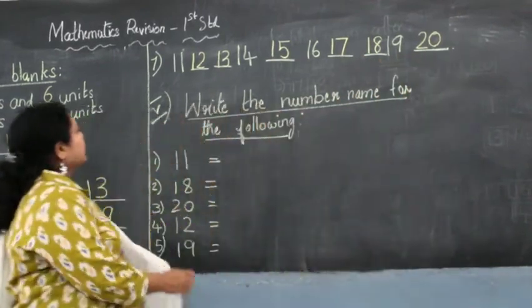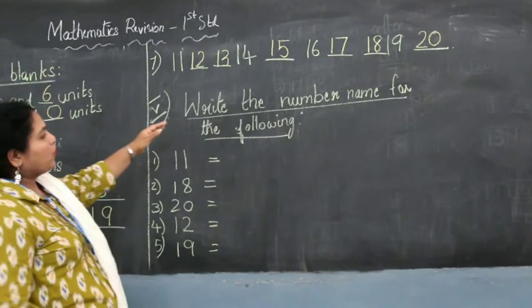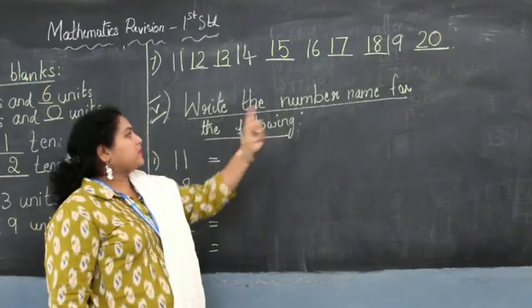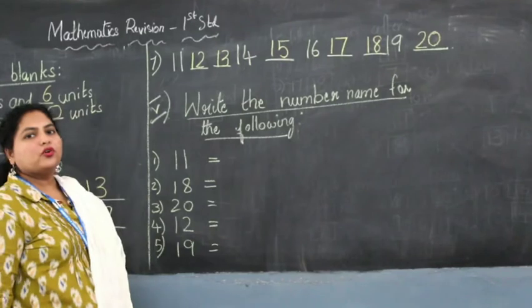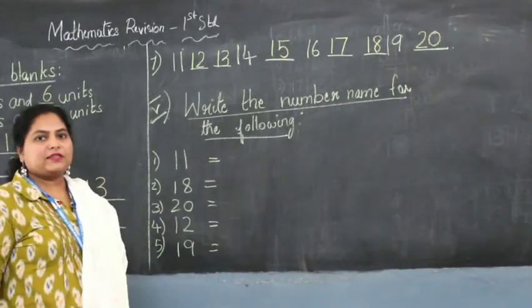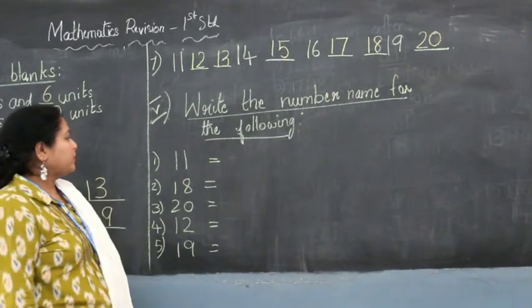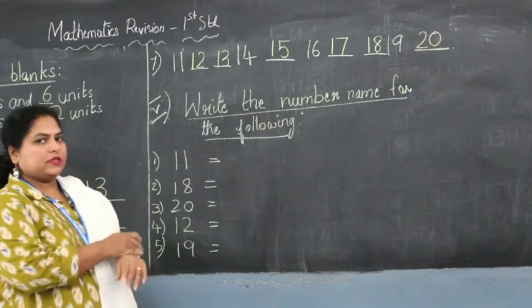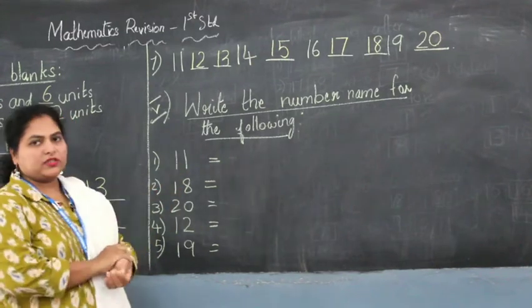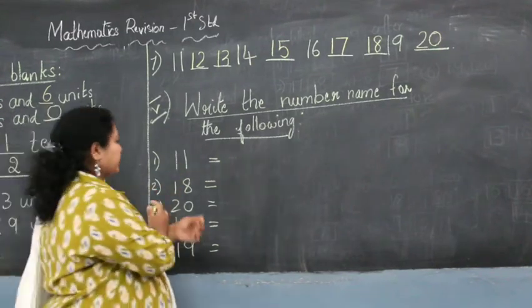So let's go to the next one. Write the number names for the following. I want you all to learn the number names. I had sent you all the number names, right? So you'll have to write the number names. Now what are the number names? We have 11 here. So how do you write 11?